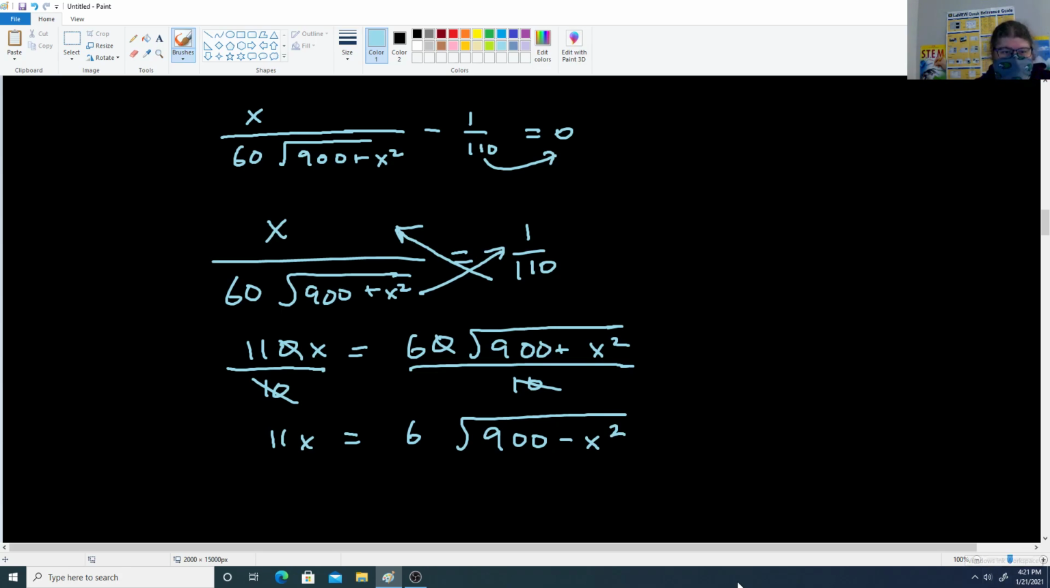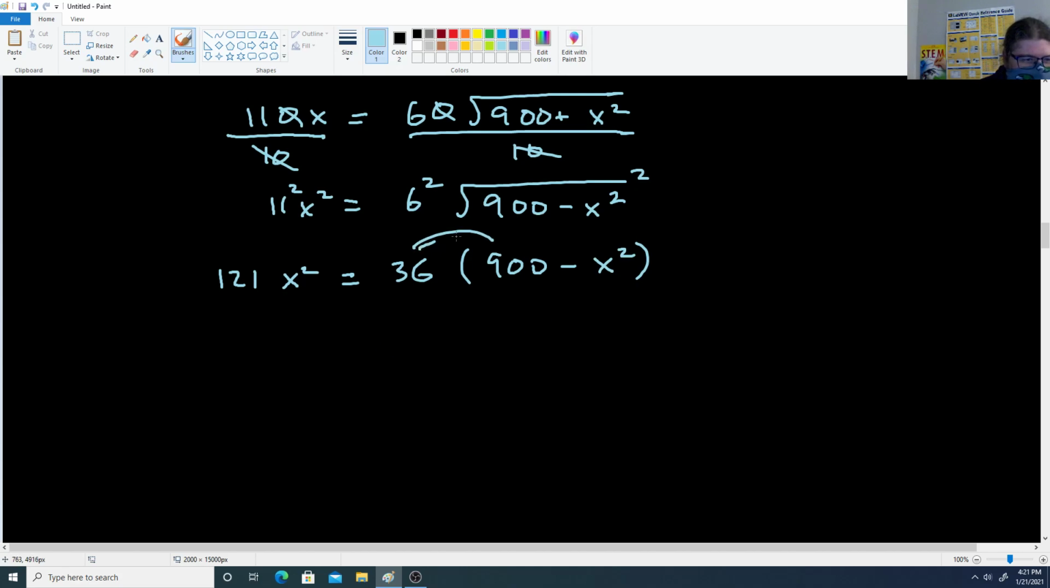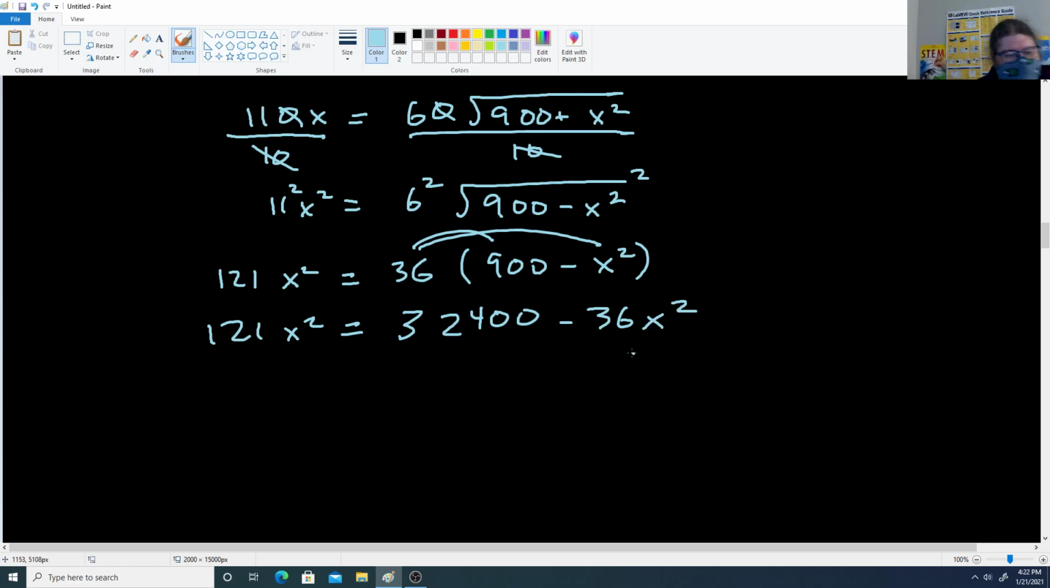So at this step, we're going to square both sides. So this will be 11 squared x squared, 6 squared, and the square root of that squared. 11 squared is 121, x squared is x squared, equals 36 times. The square peels off the square root, leaves you 900 minus x squared. 36 is going to distribute, so we get 121x squared equals, let's see, 36 times 900 is 32400 minus 36x squared.